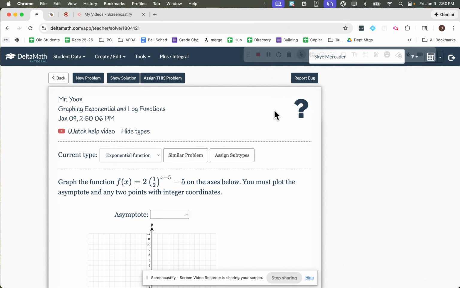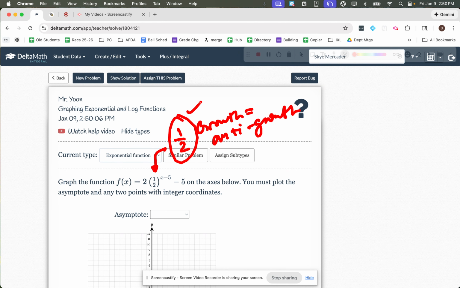Okay. So here's one with a decay factor. See this half? This is not growth. The growth factor is anti-growth. Okay? It's going to go down. This is if that's what you do to your money every year, your money's going down. Okay? So look for that. It's for the graph to be going down.